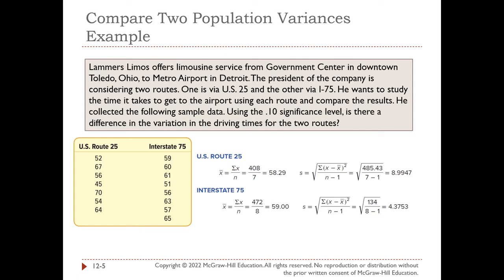They offer a limousine service from Government Center in downtown Toledo, Ohio, to Metro Airport in Detroit. The president of the company is considering two routes. One is via US 25 and the other via I-75. He wants to study the time it takes to get to the airport using each route and compare the results. He collects the following sample data. Using the 0.10 significance level, is there a difference in the variance or variation in the driving times for the two routes? So again, we have to create our data set.